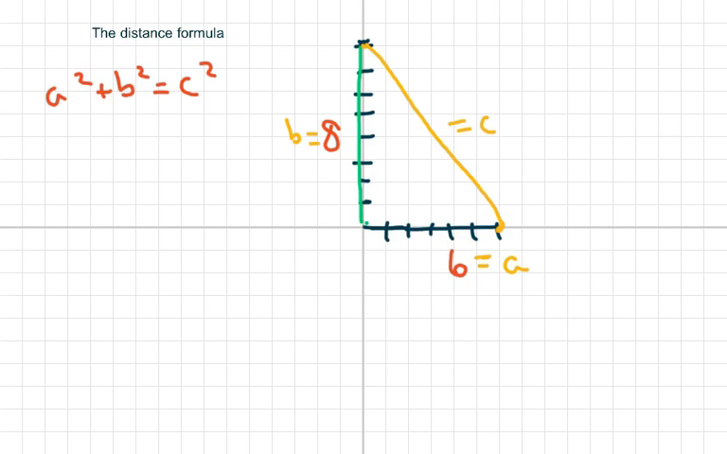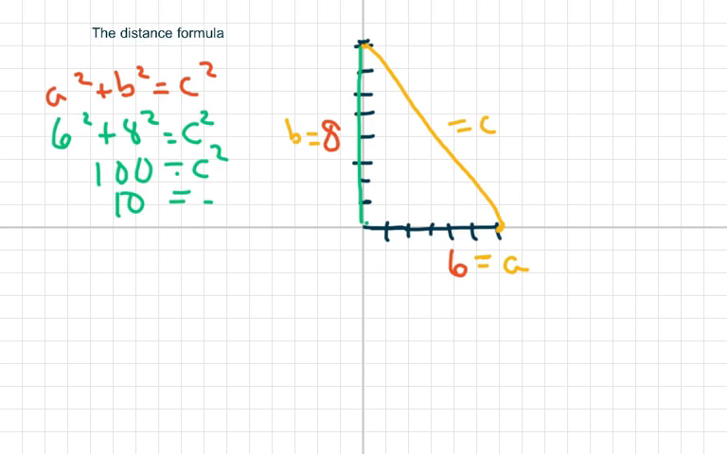Hi everyone, we're going to start our conic sections, and the first thing you need to know is the distance formula and that it's based on the Pythagorean Theorem. So if I have this triangle here and I want to know what C is, I know the length of A is 6, so I'd get 6 squared plus 8 squared equals C squared. So this is 100 equals C squared, so C is 10.